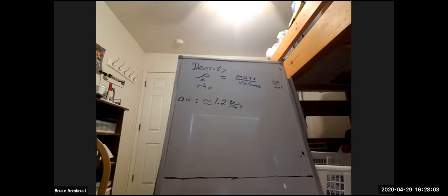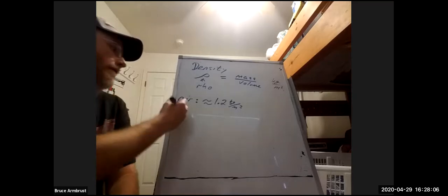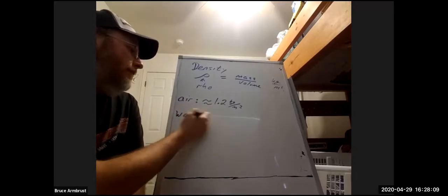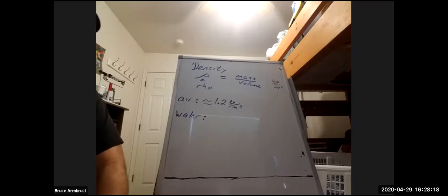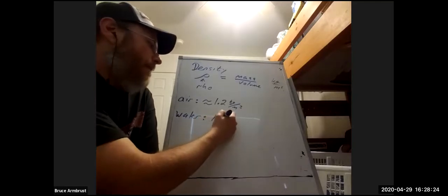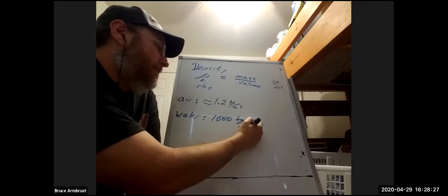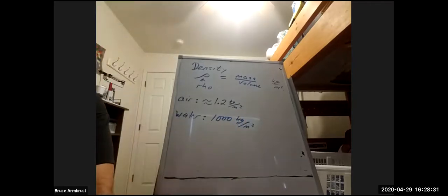Now, compare that to, say, water. And when I put water here, this is fresh water. Okay, so just good old fresh water. And again, same kind of story with temperature. You do get some weirdness with temperature and density of water, but at room temperature, it's not really that variable. But it is 1,000 kilograms per cubic meter. So think about that same size container of water is going to weigh 1,000 kilograms, or have a mass of 1,000 kilograms. So water is way more dense than air.